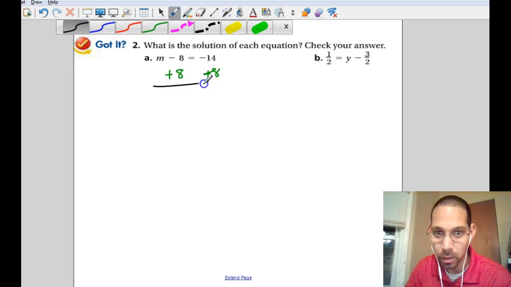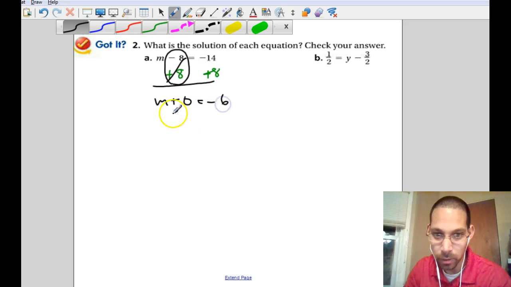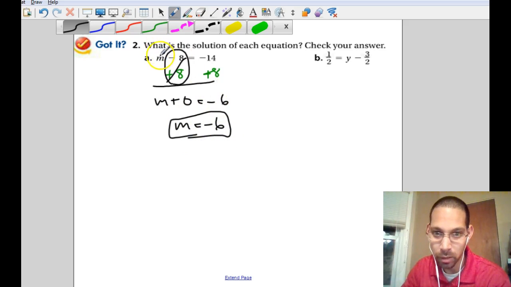That means that m plus 0, if you really wanted to write that, this thing zeroes out. Make sure they're opposites and they become 0, or it doesn't really work. Negative 14 plus 8 means this is a negative 6. So m plus 0 is just m. And this is negative 6. There's your solution. You could plug it in right there and see if it works. Negative 6 minus 8 equals negative 14.